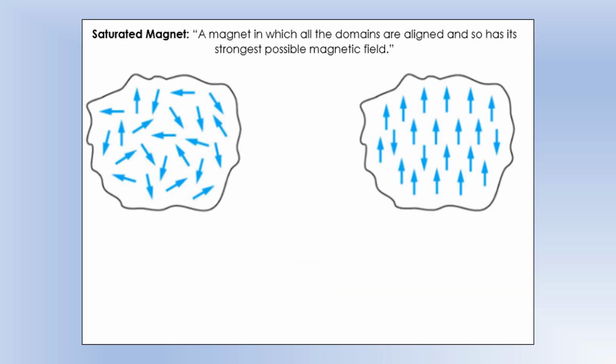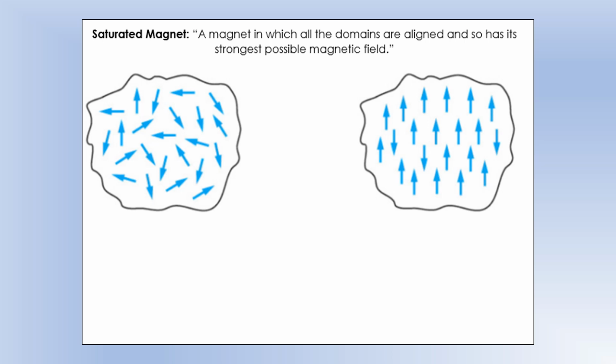Let's take a look at that in diagram form. On the left, you've got an unmagnetized material, because what these arrows indicate is the orientation of the domains. When we magnetize it, we line up all of those domains there. You'll notice that they don't all necessarily have to go in the same direction.